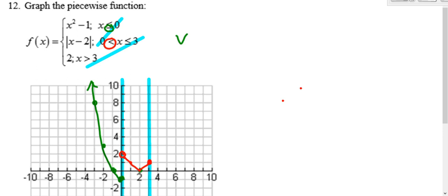The last graph is just 2. Flat line, 2. Open circle at the boundary though. So here's 2. Open circle at the boundary, going to the right.